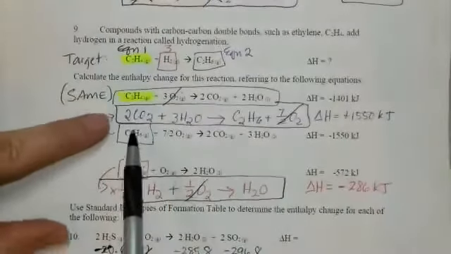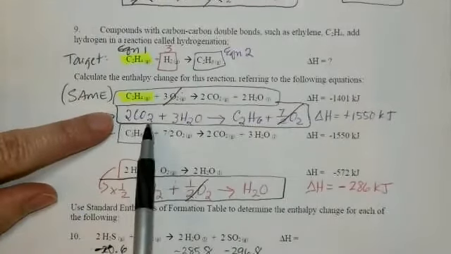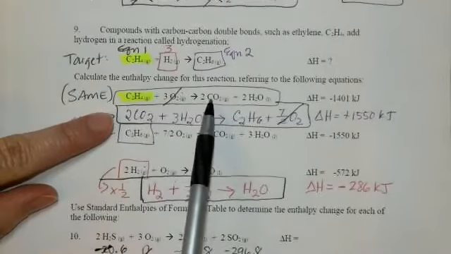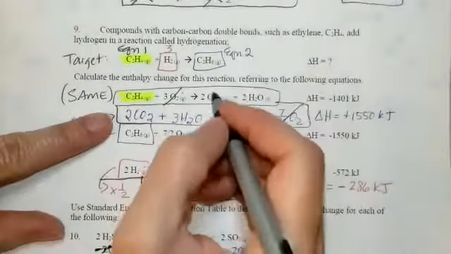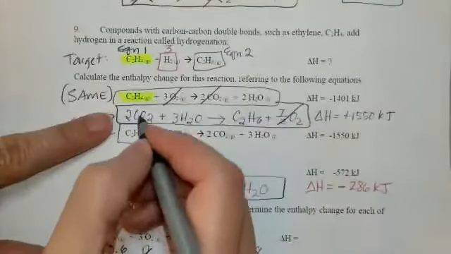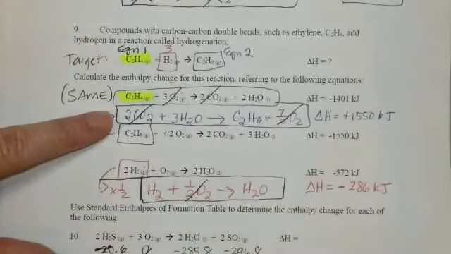Then on the reactant side, in my second equation, I've got 2 CO2s. And what I see is it's on the product side in my first equation. So the first equation releases 2 carbon dioxides. The second equation consumes 2 carbon dioxides. So that's going to go away as well.